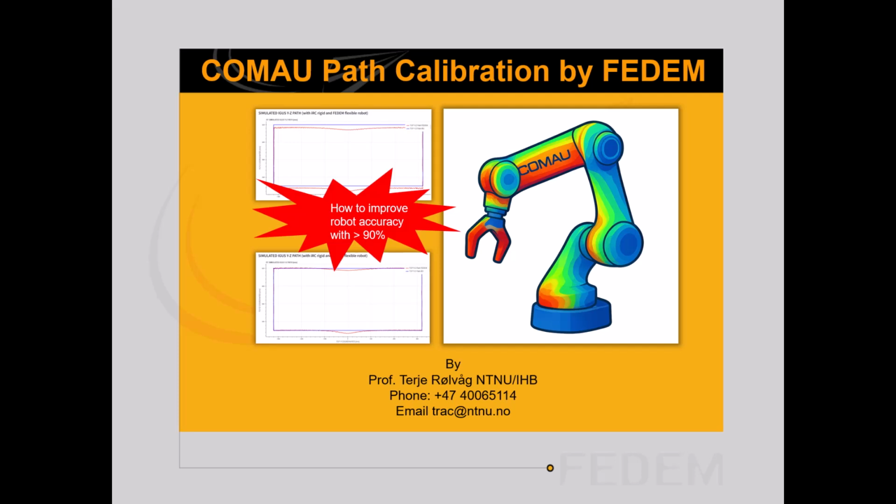Good morning everyone, I'm TJ and today I'm going to show you how robot companies like COMAU and IGUS can improve the path calibration and robot accuracy by digital twin simulations. And I'm going to use a system called FEDEM, which can calculate the deviation from the reference trajectory due to gear and structural flexibility and loads, and hence improve the robot accuracy with more than 90%.